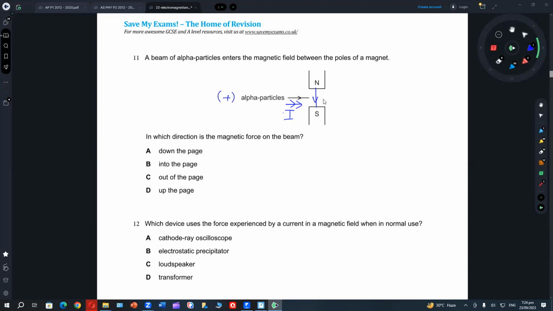Two directions already taken up. Now, what would be the direction of the force, down the page? Down the page is already north to south. So that will be rejected. Up the page. Up the page is again on the same plane, that is vertical. So that is rejected. Now you have to use the left hand rule. The current is to the right, magnetic field is downward. So I make the left hand rule. The first finger is downward.